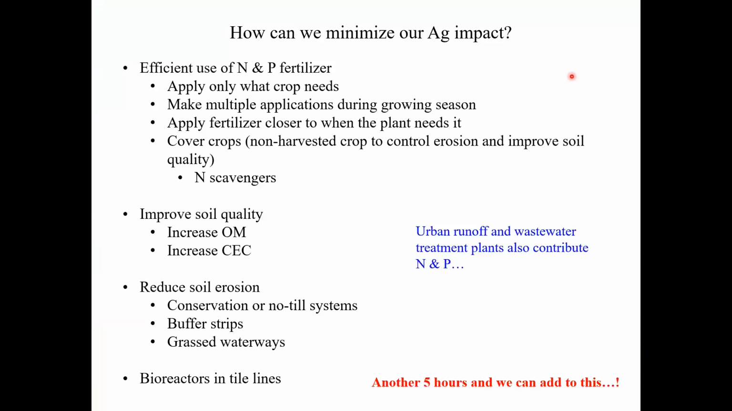All right, so how can we minimize the agricultural impact? More efficient use of nitrogen and phosphorus. I only talked about nitrogen here. Apply only what the crop needs. If you can, use multiple applications and as close to when the plant needs it as possible. Use a cover crop to scavenge some of that. Any way you can improve soil quality, if you increase the organic matter, you increase the cation exchange capacity and you hold more nutrients or more aggregates together, you allow more infiltration and less runoff and more groundwater recharge, you hold more nutrients. Implement any kind of soil conservation practices that you can, and putting bioreactors in tile lines.